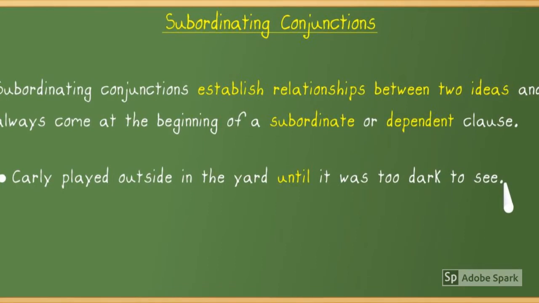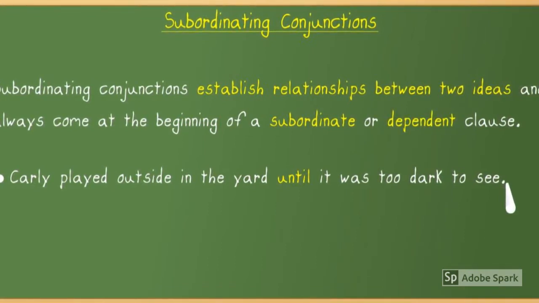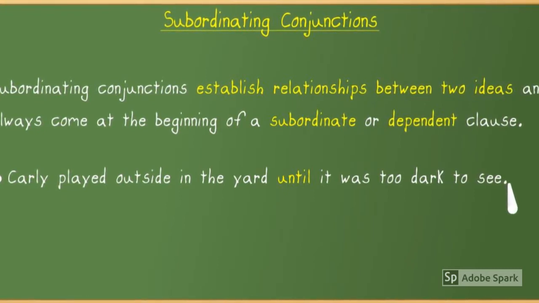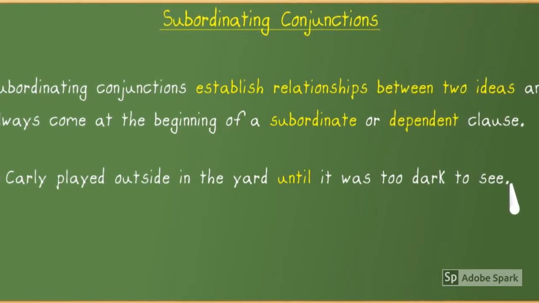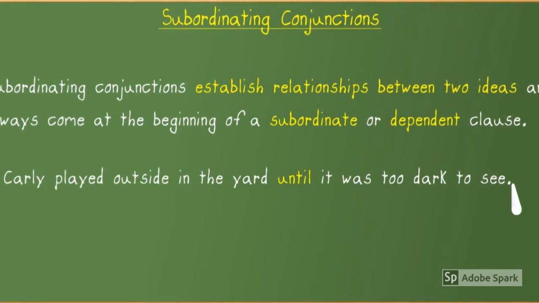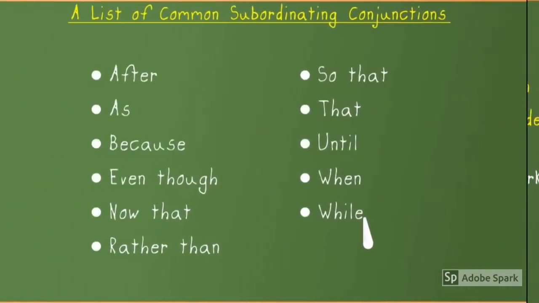You can see that subordinating conjunctions establish relationships between two ideas and always come at the beginning of a subordinate or dependent clause. So the second part of your sentence depends on the first part of your sentence. Carly played outside in the yard until it was too dark to see.